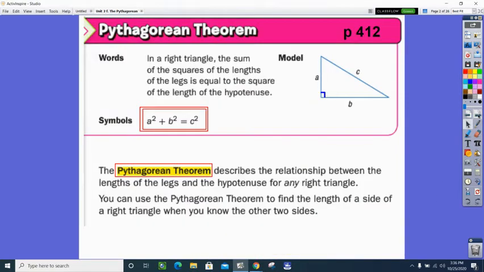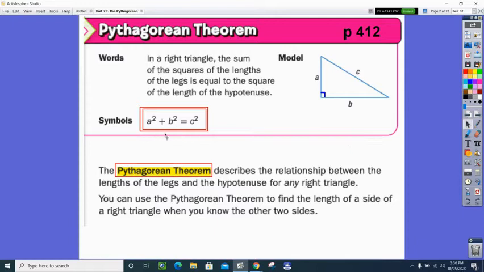And here is exactly what I was just saying. So here's your right triangle. Note the little square in the corner lets us know that that's a right angle. And here is the Pythagorean theorem stated in an abridged, concise form. It's a squared plus b squared equals c squared, where a and b are the legs in a right triangle and c is the hypotenuse. So it describes the relationship between the lengths of the legs and hypotenuse of every right triangle.